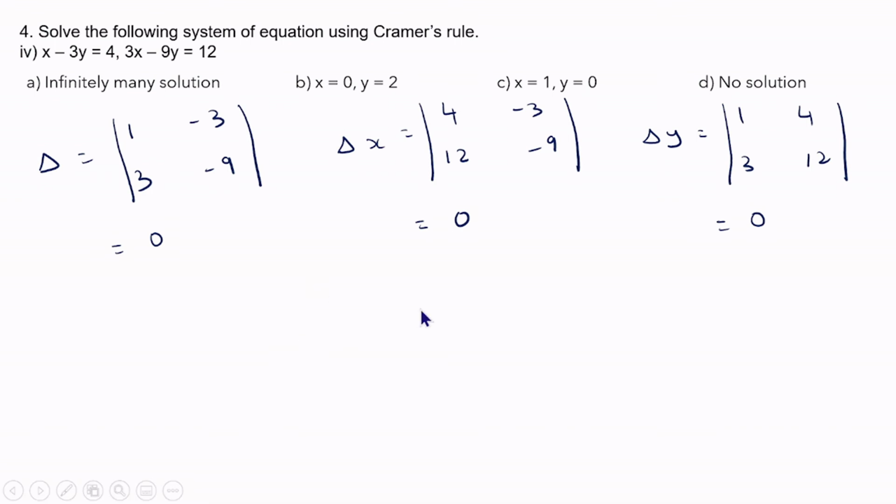Now we have seen that if delta is equal to 0 and delta x and delta y are also 0, then the given system of equations has infinitely many solutions. So the correct option is option A.